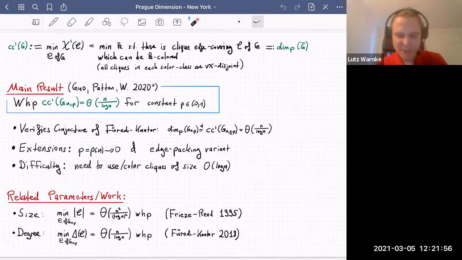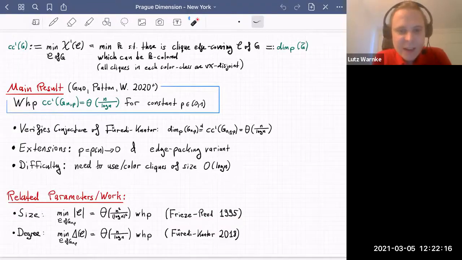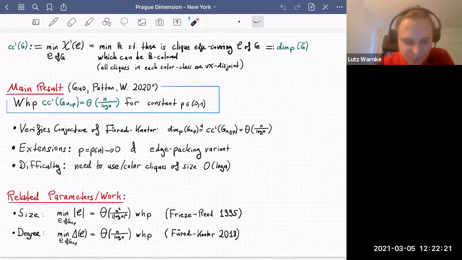I think there was also some previous work by, I should know this, I think by Bollobás, by Joel, and by Douglas West, and so on and so forth. So there was some previous work on this parameter, and eventually the order of magnitude was nailed down by Alan Frieze and Bruce Reed in 1995: the smallest size of a clique edge covering is roughly n squared over log n squared.